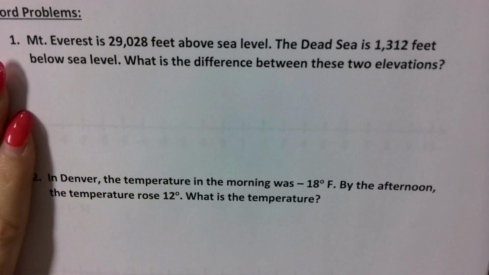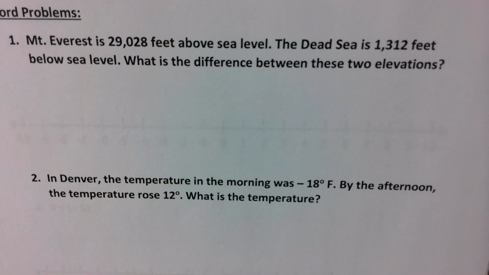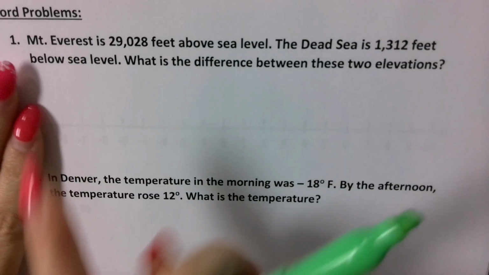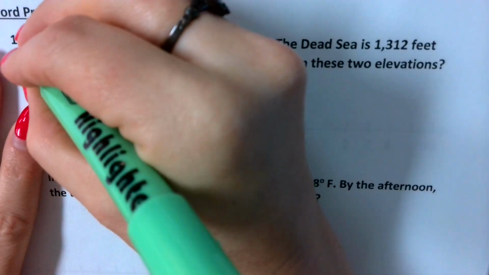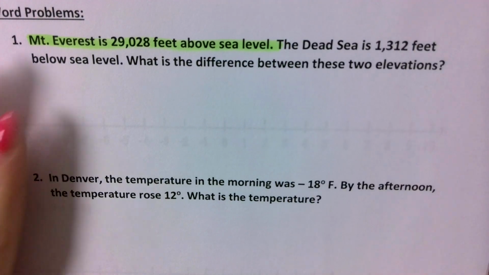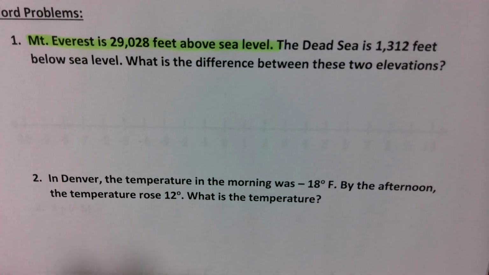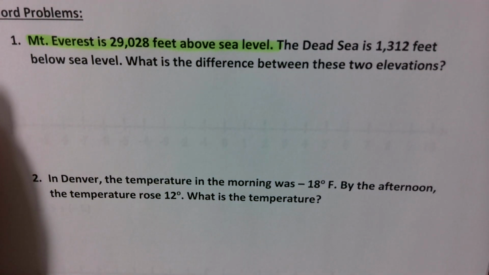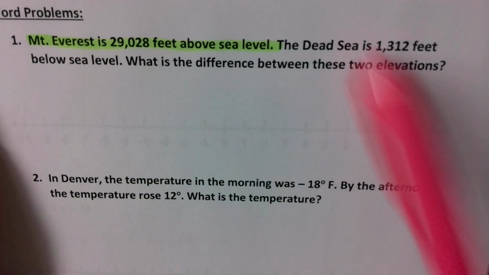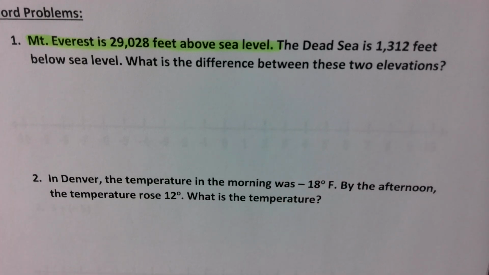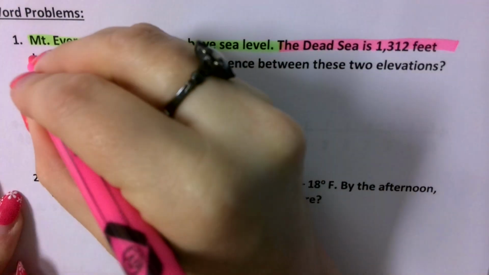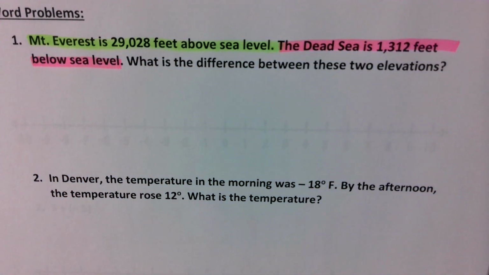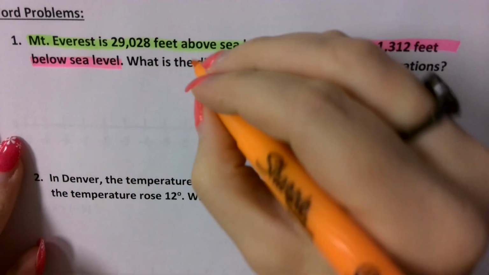So a lot of people make that same mistake. So make sure you're paying real close attention here. Mount Everest is 29,028 feet above sea level. That is a positive value there, isn't it? That is a positive value. Then we've got the Dead Sea. The Dead Sea is 1,312 feet below sea level. The Dead Sea is a negative value. It is below sea level. We want to know the difference between those 2 elevations. Guys, what operation is difference?